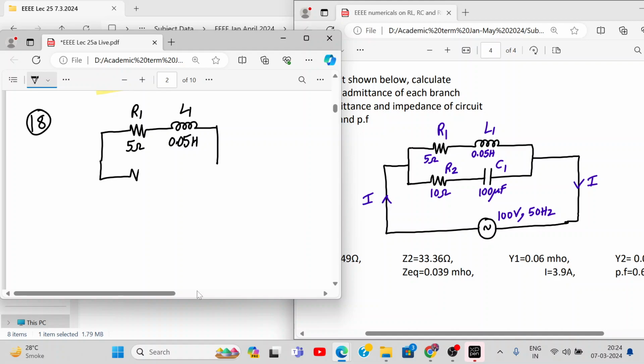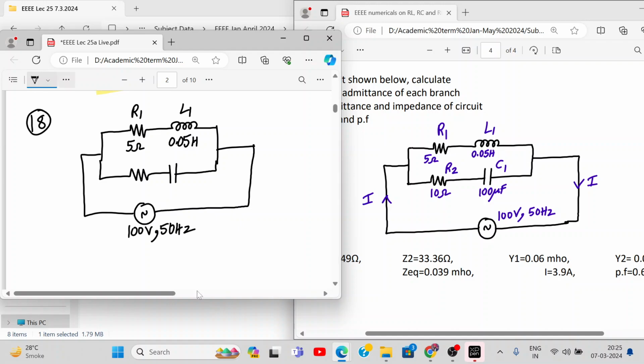Next, the series combination of R and L is in parallel with the RC combination. So there is a resistor and a capacitor, and they have been supplied with 100 volt, 50 hertz. The current in the circuit is I, the AC current. The R2 and C1 values are 10 ohms and 100 microfarads.